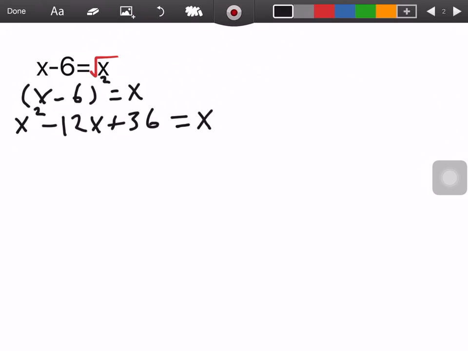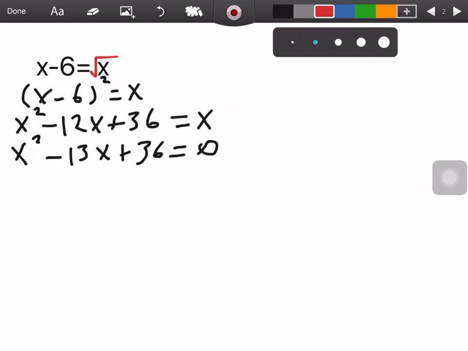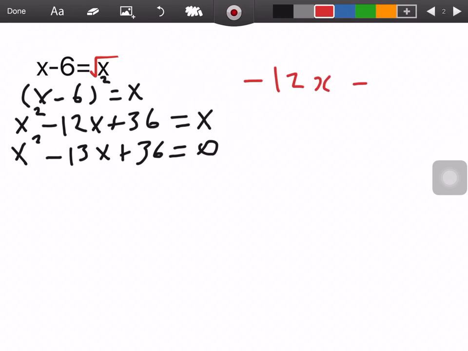Now your third step is to arrange the equation. First of all, it's going to be x squared minus 13x plus 36, which will be equal to 0. If you're wondering where the x went, I just took the x from the right hand side and brought it to the left hand side, which changed the operation from positive to negative, because it turned out to be negative 12x subtracted by x. So that's how it came about.